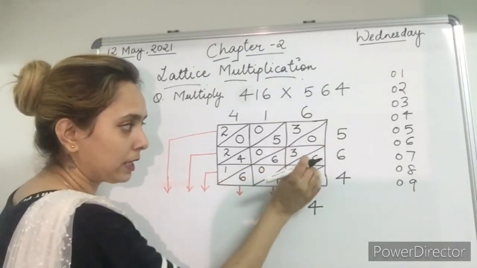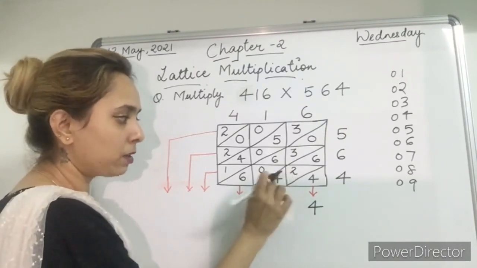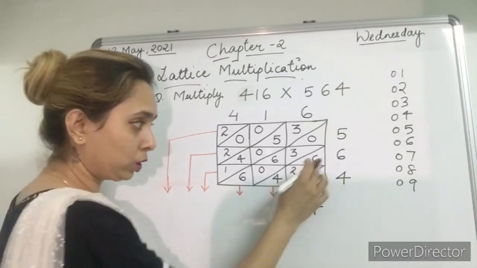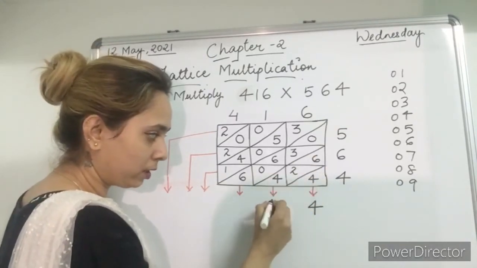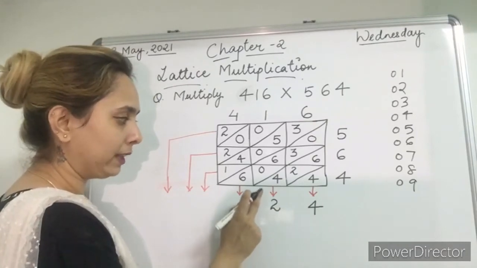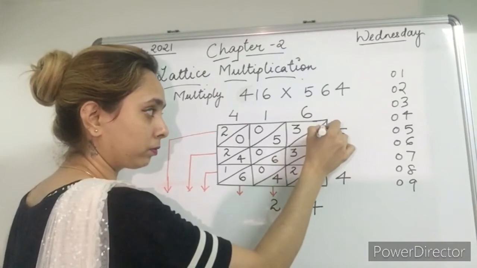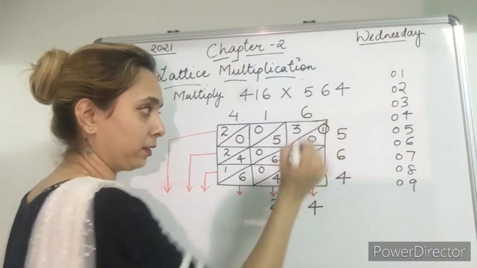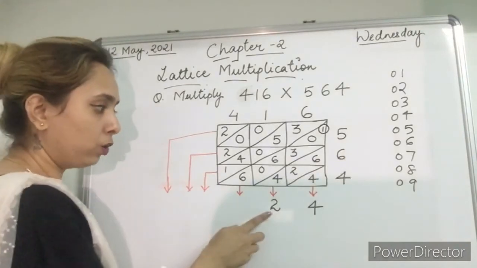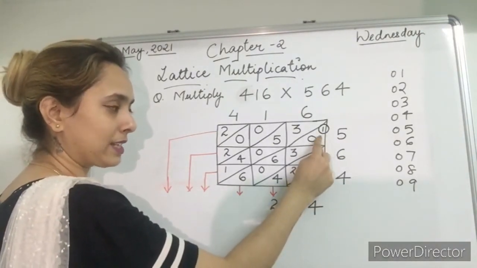Add all these numbers. 6 plus 2 is 8. 8 plus 2 is 12. So you will write 2 here. 1 will be carried over and this 1 of this 12 will be written here. You will always circle the carryover. Now the 1 of this 12 has come here.